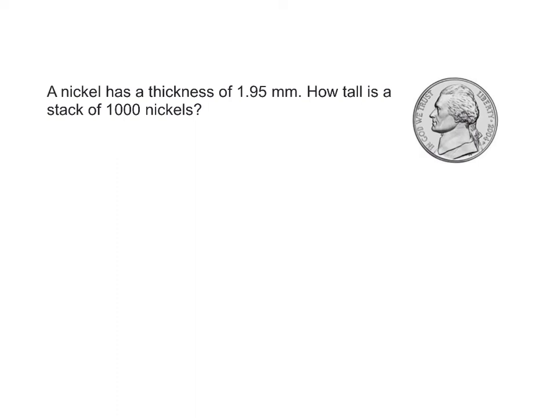Let's try this one out. A nickel has a thickness of 1.95 millimeters. How tall is a stack of 1,000 nickels? Okay, 1,000 should clue us off. It is a power of 10. Okay, so it's going to be really easy to use. How many zeros are there in 1,000? There are 3 zeros. So that means we're going to move our decimal how many times to the right? 3. So take your 1.95 and take that decimal that's already there and move it 1, 2, and then 3.